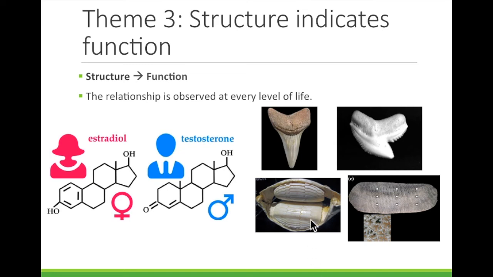The bottom left is a stingray jaw. We have the upper jaw and the lower jaw. They are flat for crushing clams and mollusks. The bottom right is a whale shark. They have pads that filter out tiny microorganisms. They don't even eat large fish. The way that the teeth are shaped, their structure, determines how they function.